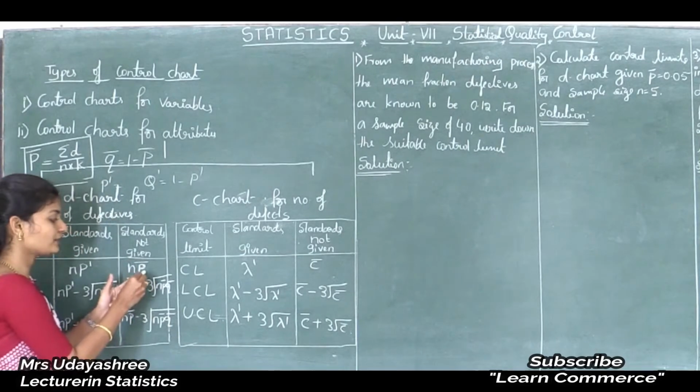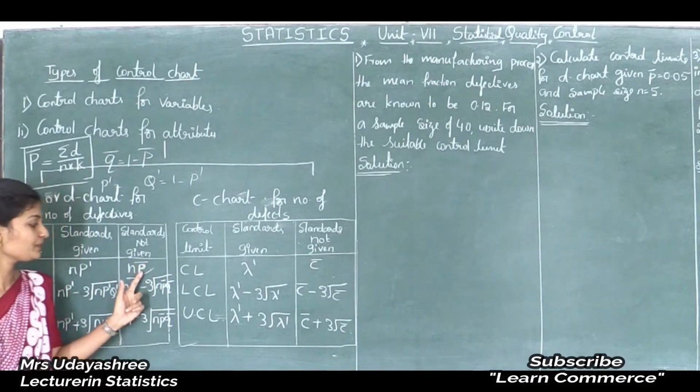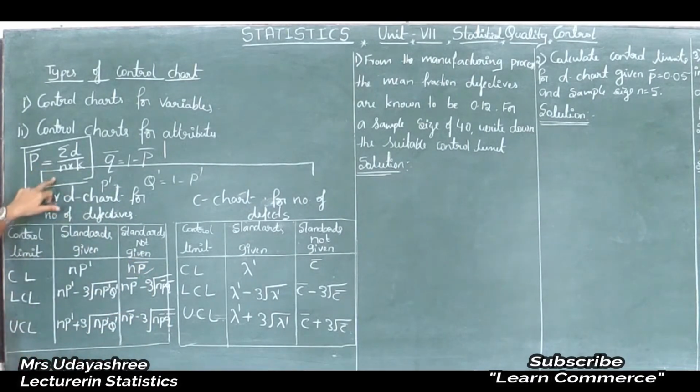In standards not given, we know how to calculate P bar. P bar is calculated using this formula: summation D divided by N into K. Here D is the number of defects, N is the number of samples, and K is the subgroup number or sample number.